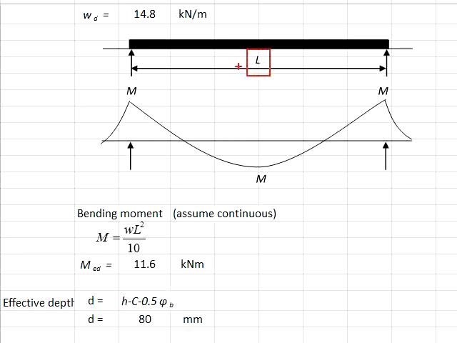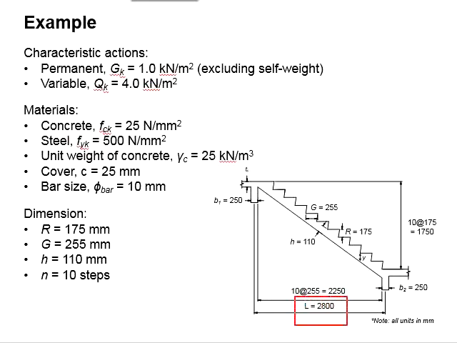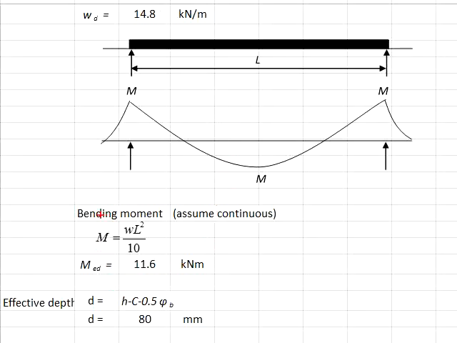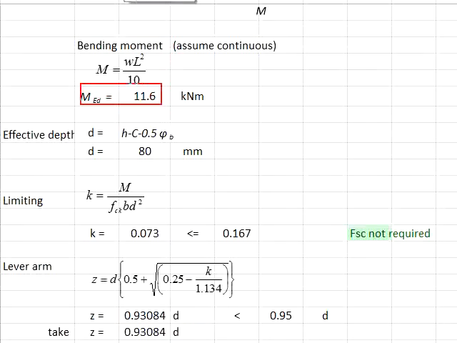The L here will be calculated from the diagram, which will be determined from the center of the beam to another center of the beam. This will represent the effective span of the staircase. Substitute the relevant values into the equation, you get the moment MED equals to 11.6 kN meter. Having the moment acquired, our next step is to design the reinforcement bar in resisting the moment.